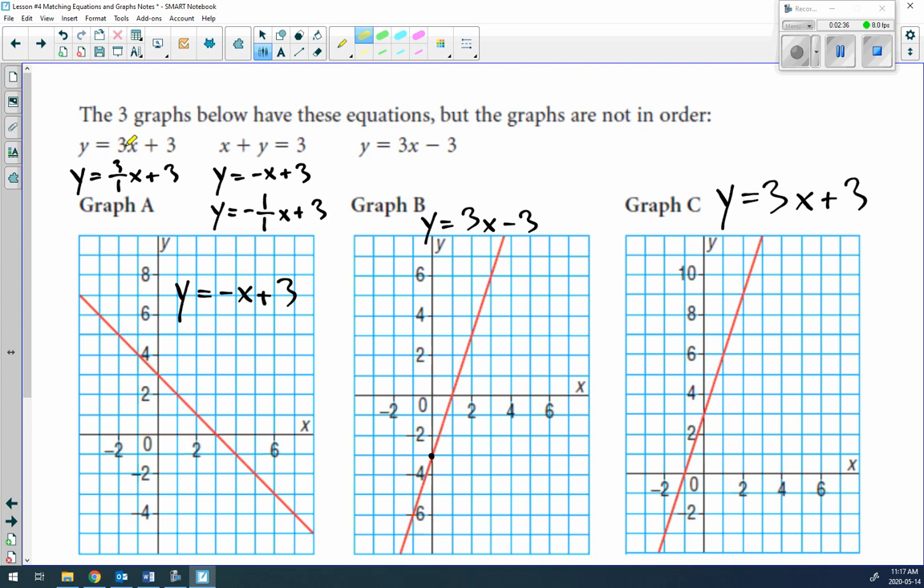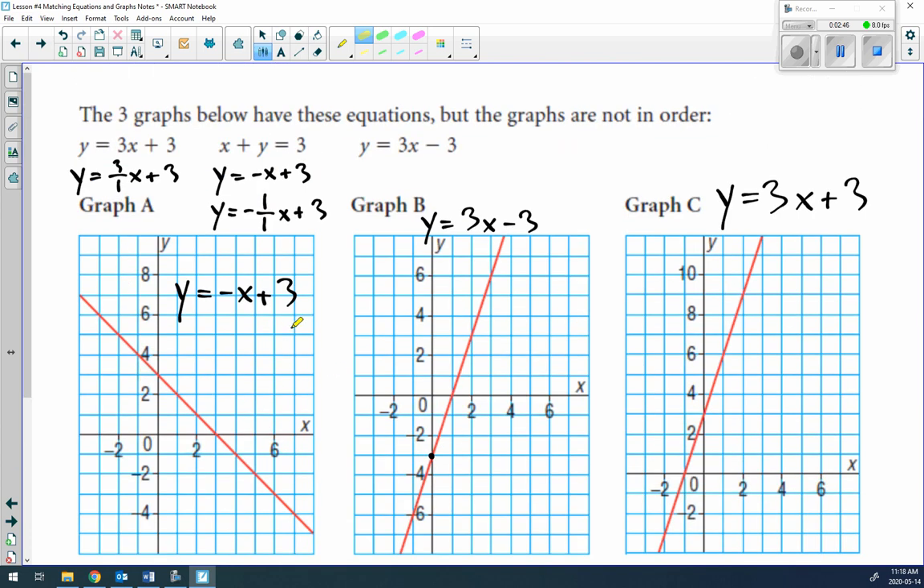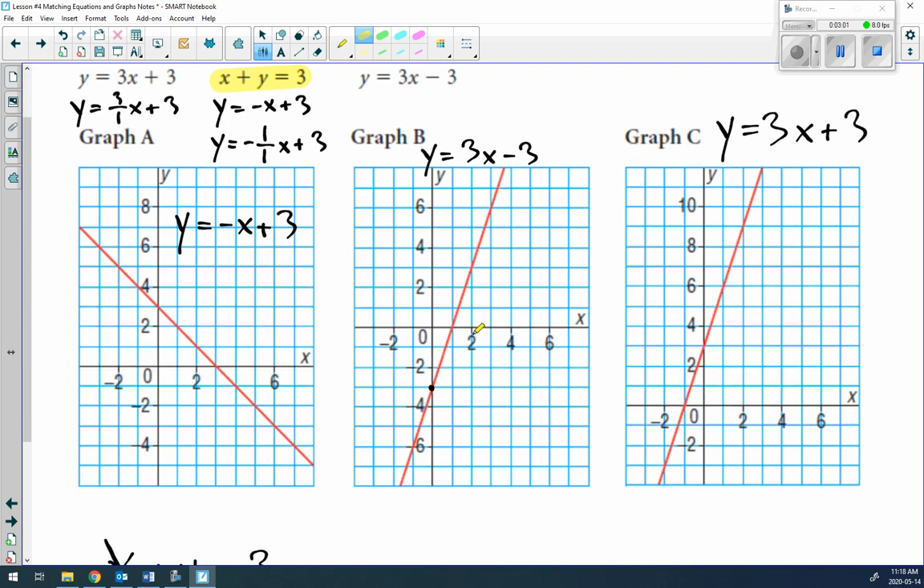For instance, you could look at slope in this case. Positive slope, negative slope. Look at the graphs. B and C are both positive, but A is negative. Let's check to see if that's the one. We end up with y equals negative x plus 3, so it has a y-intercept of 3. Down 1 over 1. So that's got to be this one here, y equals negative x plus 3, or same thing, x plus y equals 3.